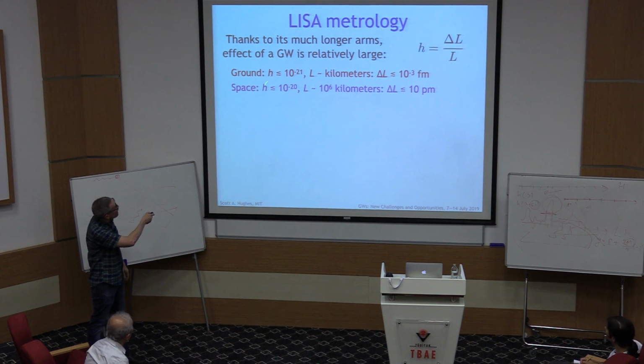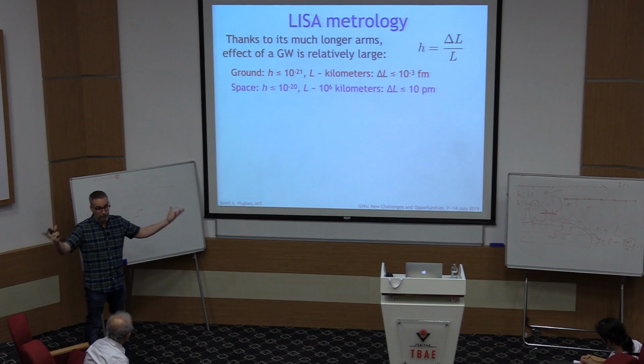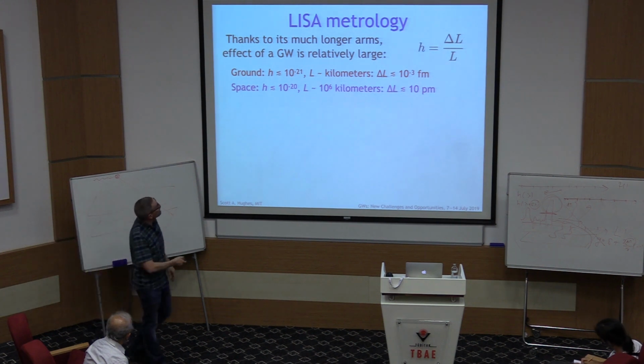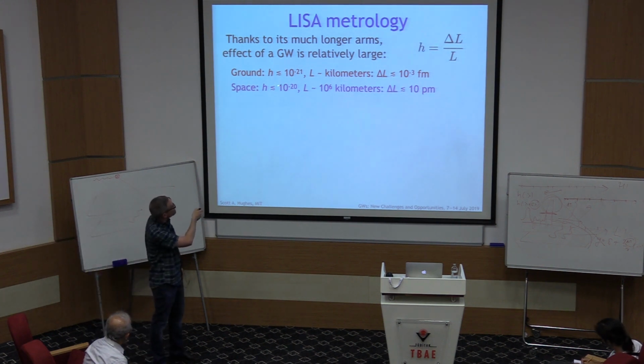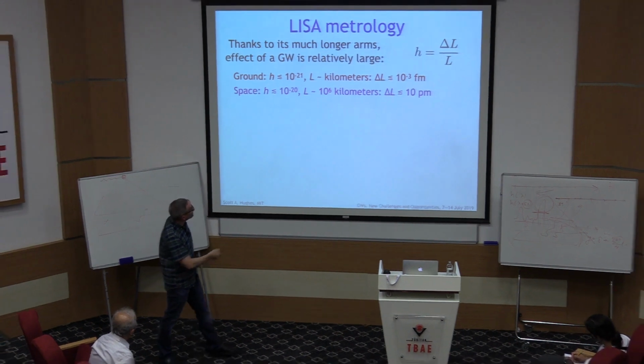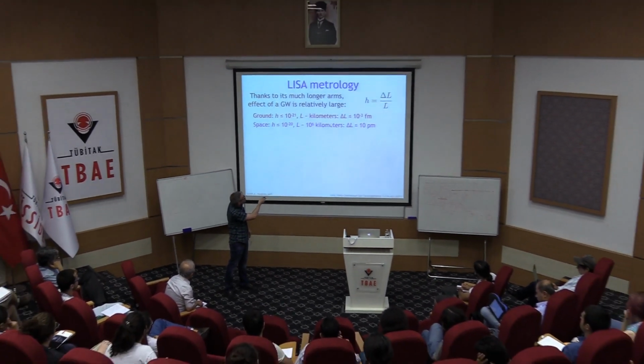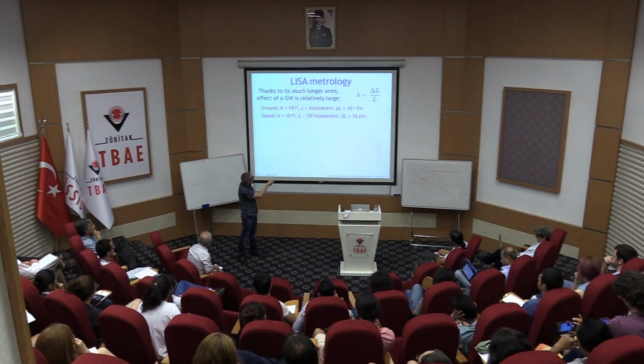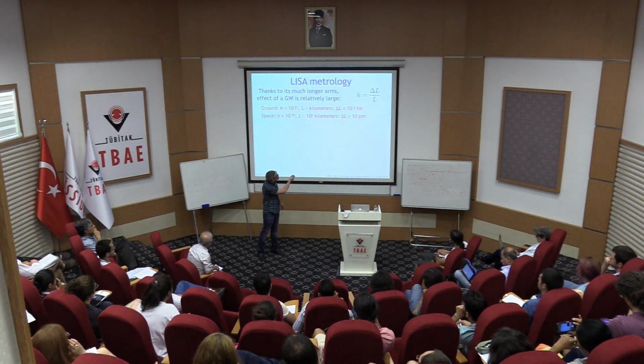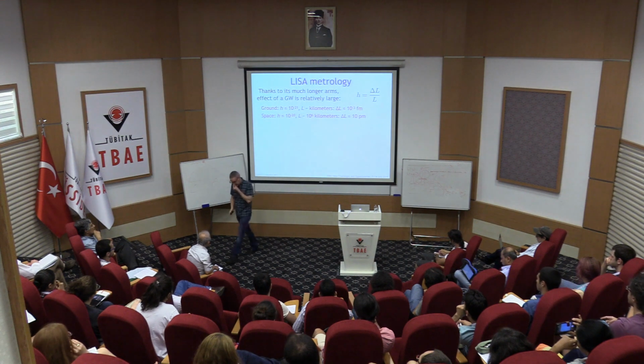In space, our sources are a little bit louder because they tend to be more massive. They're also in a different frequency band. So we gain an order of magnitude because they're somewhat higher strains. We also gain quite a bit because it's not 1 kilometer or several kilometers, it's several million kilometers. And so the length shift that is being measured is actually several picometers.